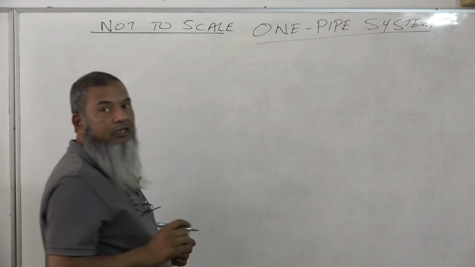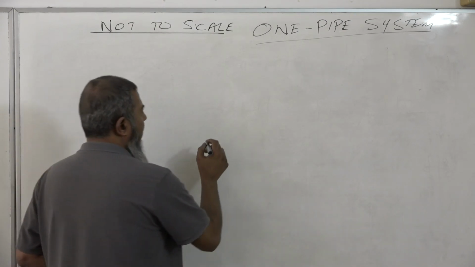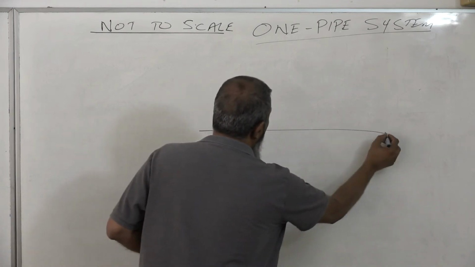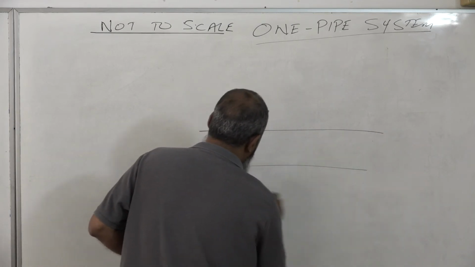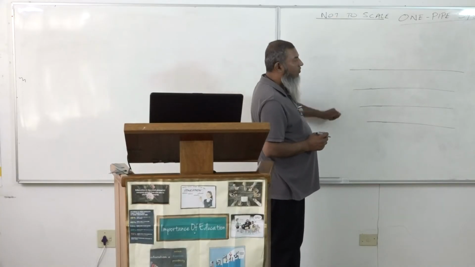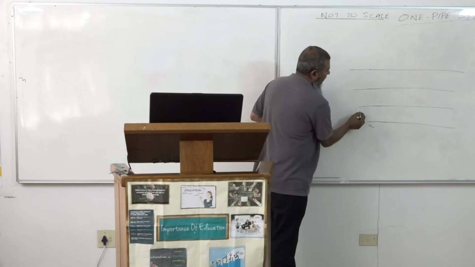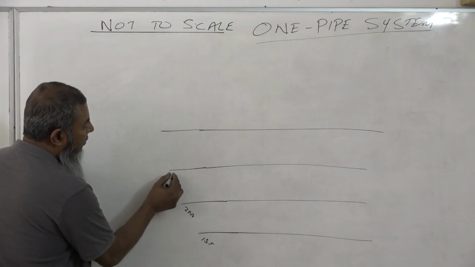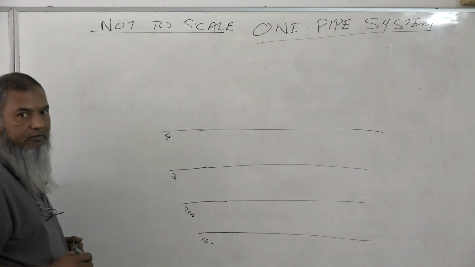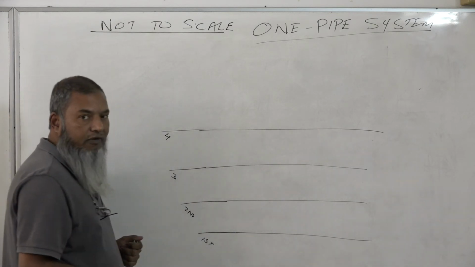Okay. Typically, we use a one-pipe system in a flat. So we have different floors on the flat. Let's take a building that has 4 floors. Okay? We can say this is the first floor. That is the second floor, your third, and your fourth. Now each floor is divided into flats.